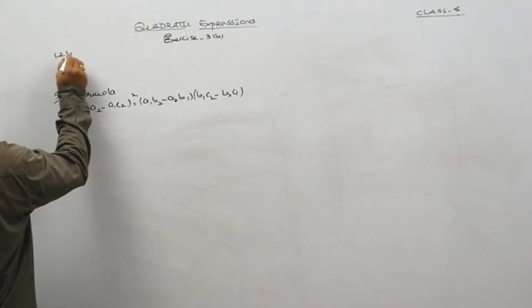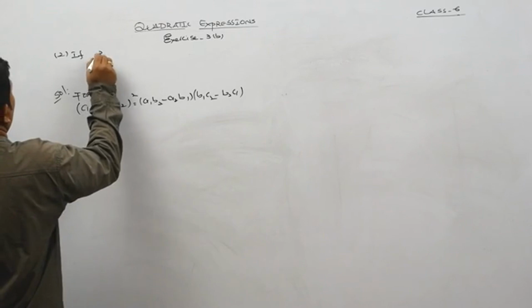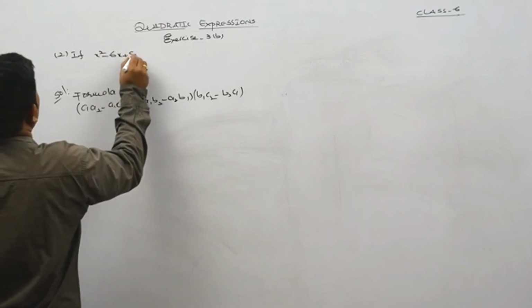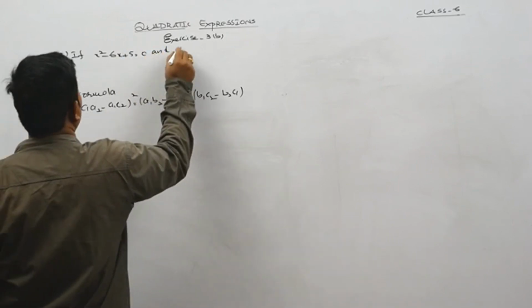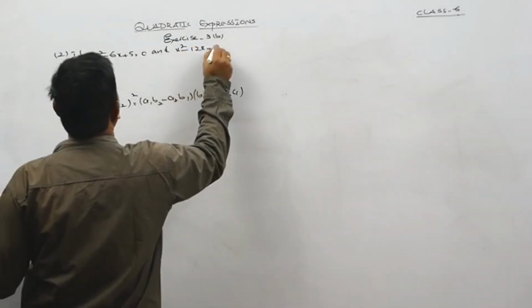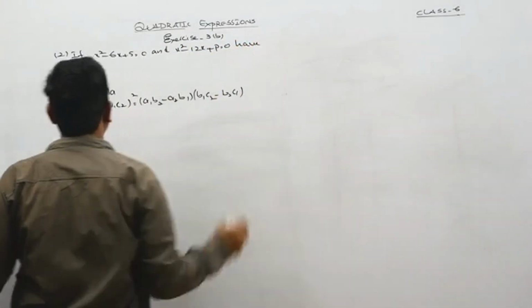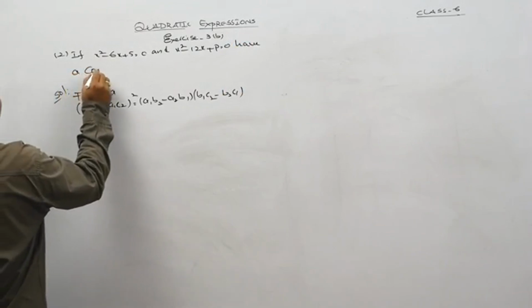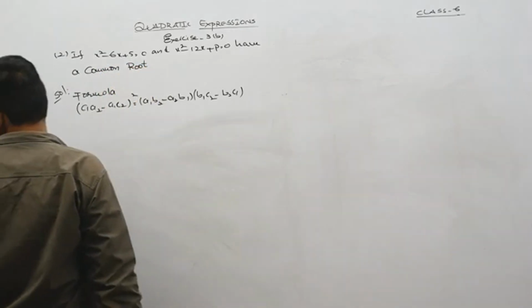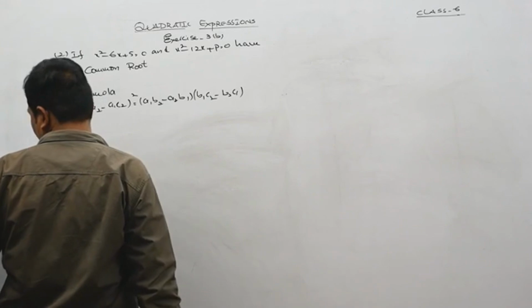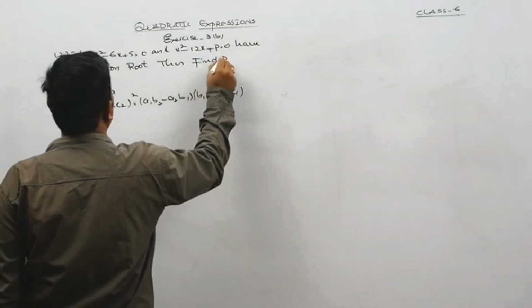Second one: if x square minus 6x plus 5 is equal to 0 and x square minus 12x plus p is equal to 0 have a common root, then find p.